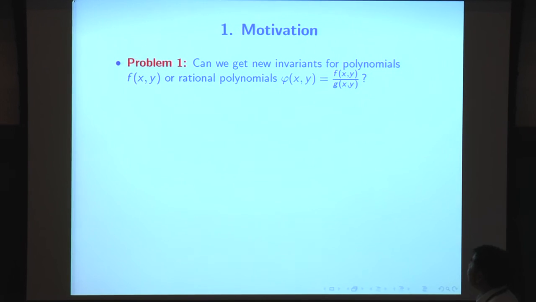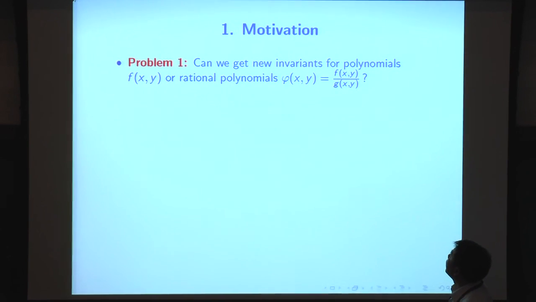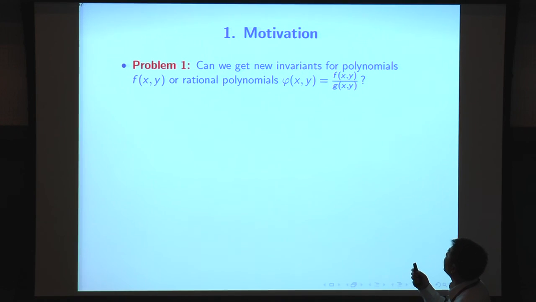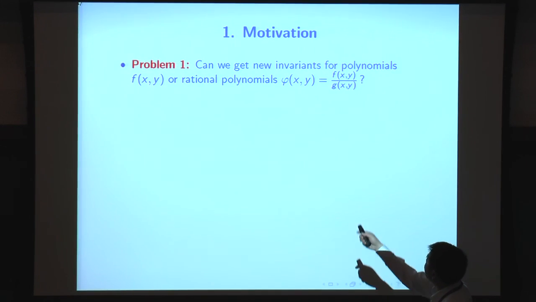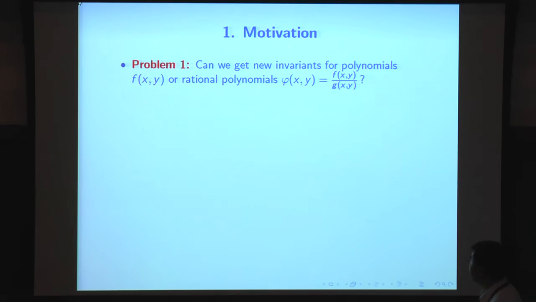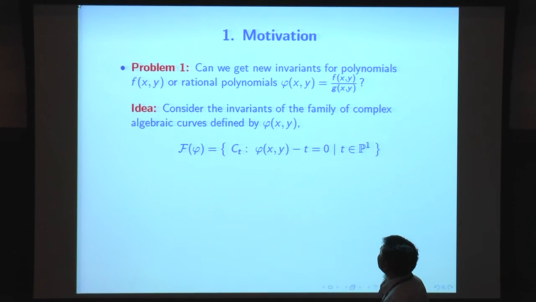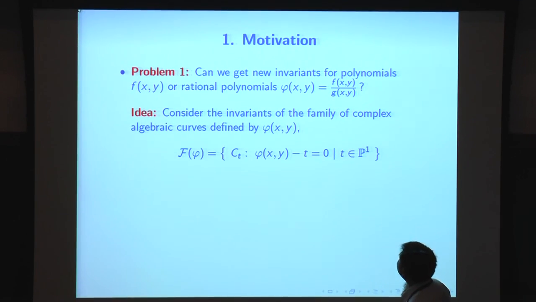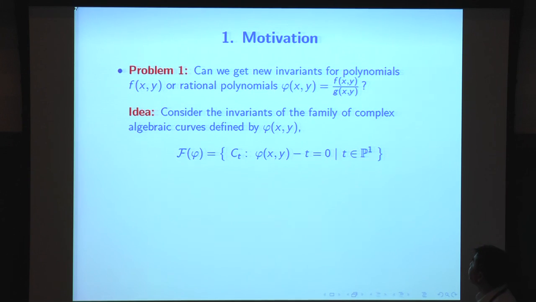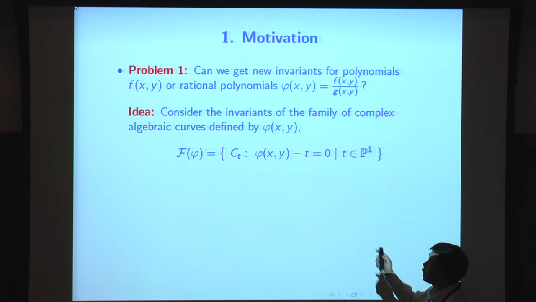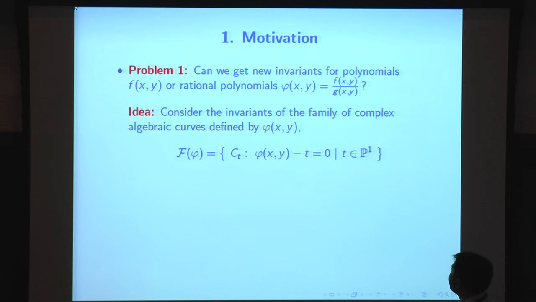So the motivation of my talk is the following two problems. The first problem is to find the real invariants for polynomials with two variables, or rational polynomials, phi(x, y), using the method of algebraic surfaces. The idea is that we add a new variable t, the parameter, to consider the family of curves defined by phi minus t. So this is an algebraic curve. This is a one-dimensional family. From this family, we can get some numeric invariants from the theory of algebraic surfaces.